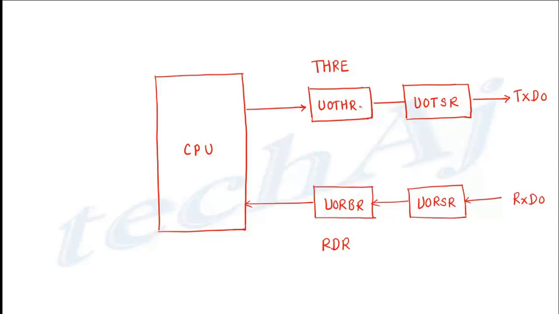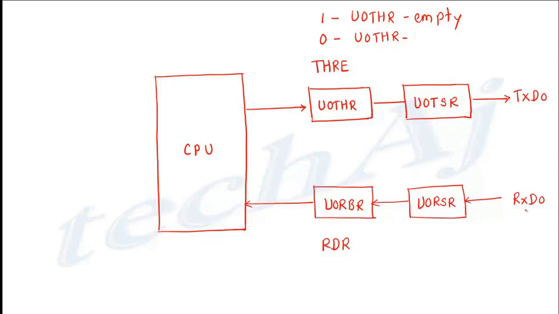Now, to check whether the data from the THR register is transmitted or not, there is a flag bit, that is the THRE bit. Whenever this bit is 1, it indicates that U0THR is empty and the CPU can transmit the next data through this THR register. And when this bit is 0, that means U0THR is having some data or data transmission is in process.